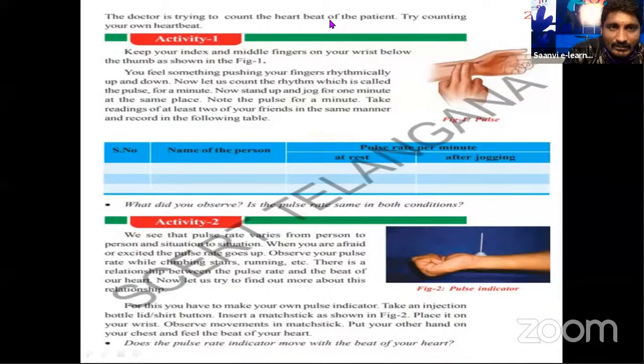Let me give a chance to Akbar. Akbar, good evening. Good evening, sir. What do you conclude by these readings, the count for a minute before jogging and after jogging? Different, sir. Okay, different is there, right? Before jogging it will be less, and after jogging, it will be increased. Okay, fine. Thank you, Akbar.